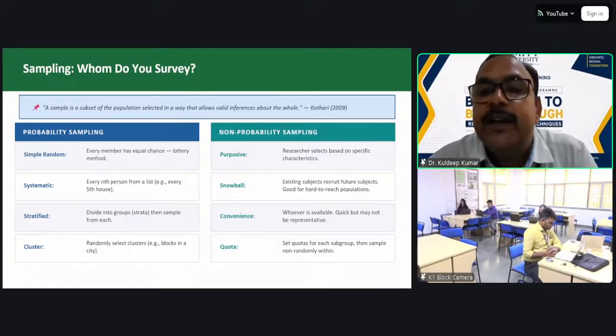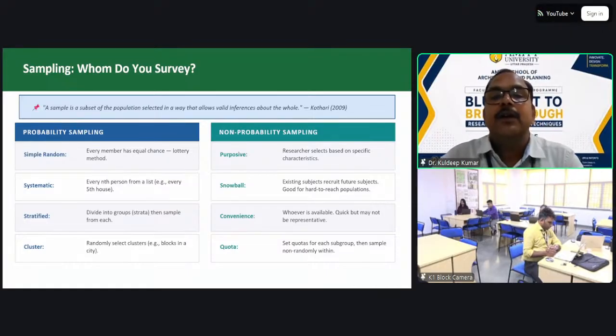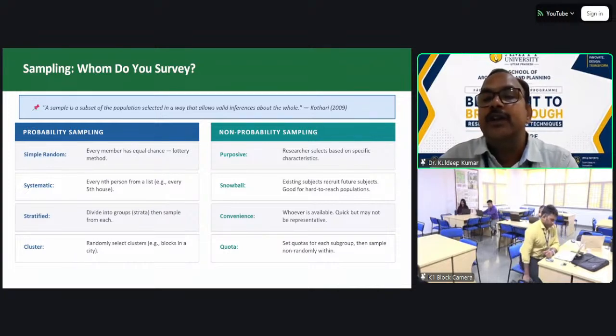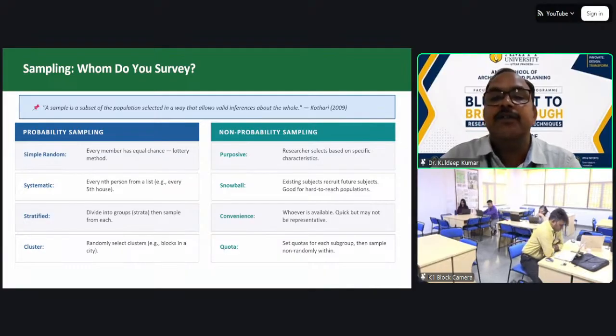Non-probability samples can be categorized into 4 parts. First is purposive sampling. As the name suggests, the researcher deliberately selects individuals with a specific characteristic, like when you need to interview architects with 10 years of experience in heritage conservation. So it's purposive, because you have selected a particular category.